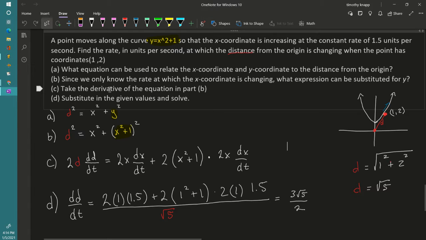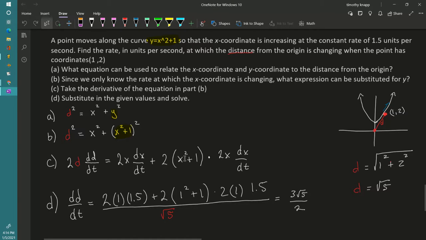Then it says, take the derivative of the equation in part B. Okay, and so here's our part B, and I'm going to implicitly differentiate this. And so I'm going to move my 2 down, and I'll leave the d, and then I'll take the derivative of d with respect to time. So it's dd/dt. And then same thing here. I'm going to move the 2 down and get it to there. Leave my x, and the derivative with respect to x is dx/dt.